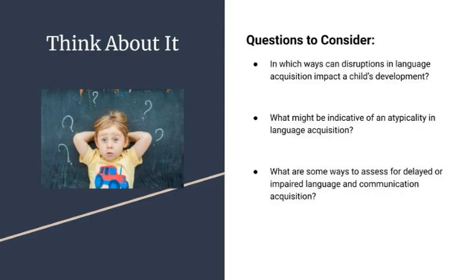While viewing this PowerPoint, there are a couple of questions to keep in mind. The first one is, in which ways can disruptions in language acquisition impact a child's development? Secondly, we'd like to focus on what might be indicative of an atypicality in language acquisition. Lastly, what are some ways to assess for delayed or impaired language and communication acquisition?